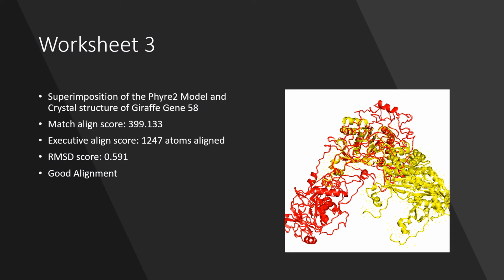Worksheet 3 involved comparing two different proteins through superimposition of the molecules on PyMol. Gene 58, a DNA primase/helicase from the draft genome, was entered into Fire2 to produce a predicted protein structure, and that prediction was superimposed with its crystal structure. PyMol calculated alignment scores for the match. The two molecules align well, as shown by the RMSD being far below 1, and the match align score being 399.